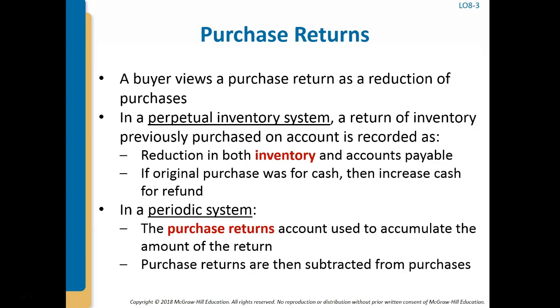In a periodic system, a purchase returns account is used to temporarily accumulate these amounts. Purchase returns are subtracted from total purchases to calculate net purchases. The account then is closed to cost of goods sold at the end of the reporting period.